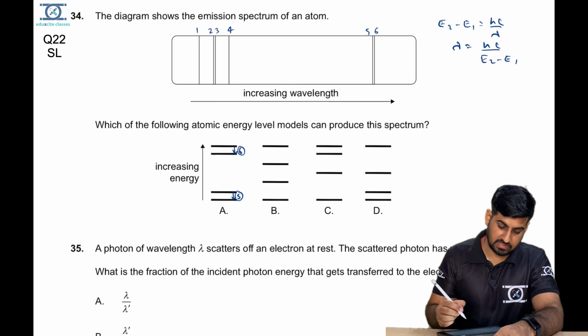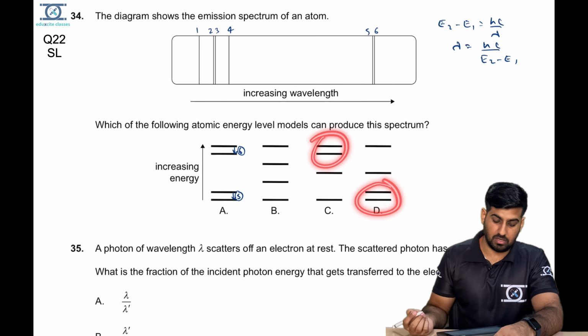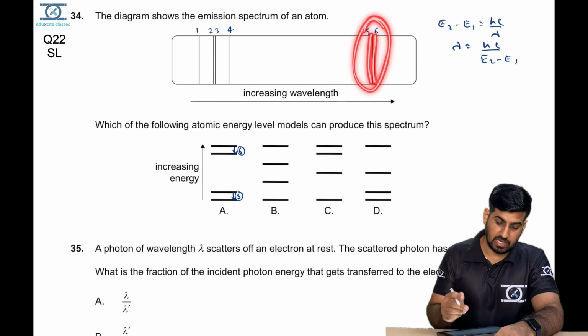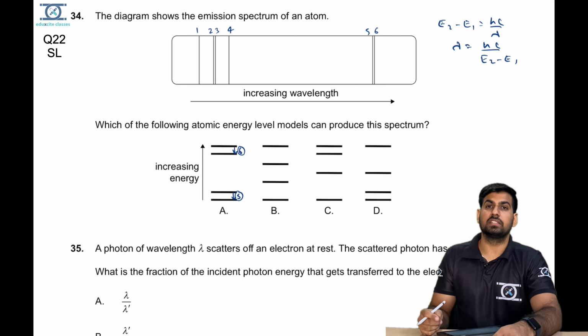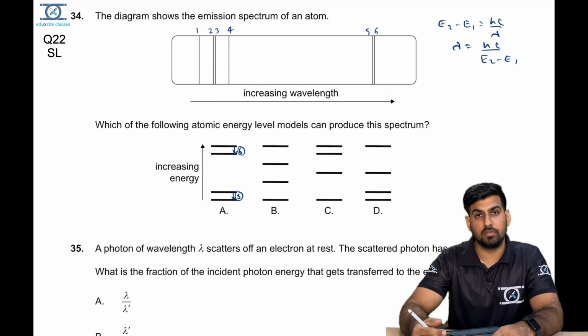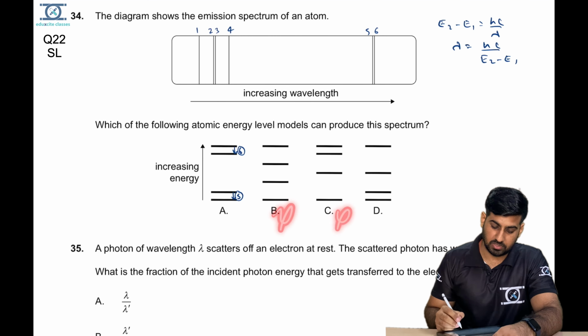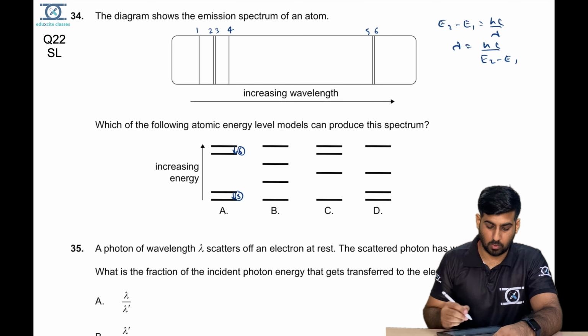Okay, so 5 and 6 is this one. Rest is not possible in any of the case, because these have to be similar and very close, and that too at a very small energy level, then only the wavelength will be maximum. This is not possible in this, this is not possible in this, this is not possible in this. So option A is the right. You can check for other two also.